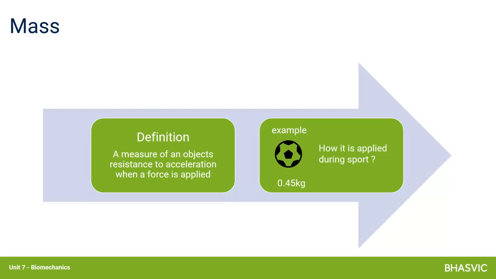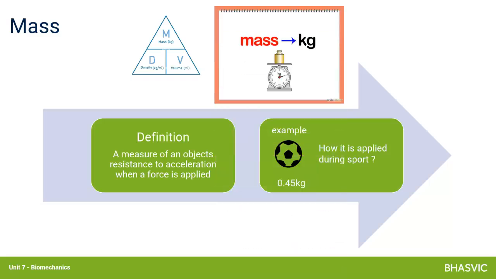It is important that the mass of the football stays the same, as it means the players can train to be more consistent within the game. Mass can be calculated by multiplying density and volume. The units of mass are kilograms, and it is a scalar quantity.